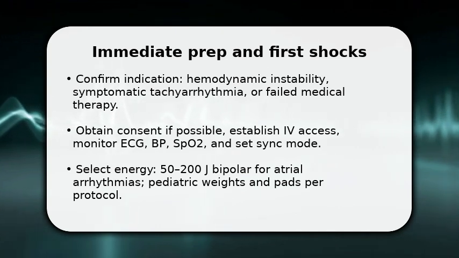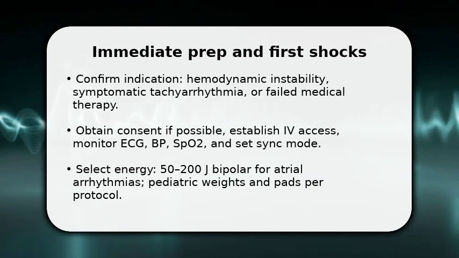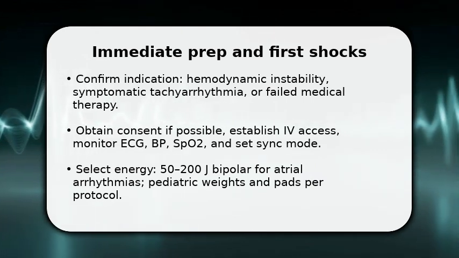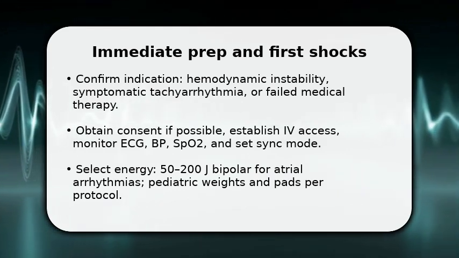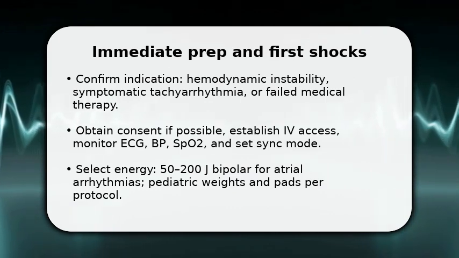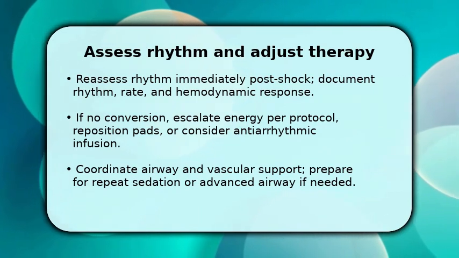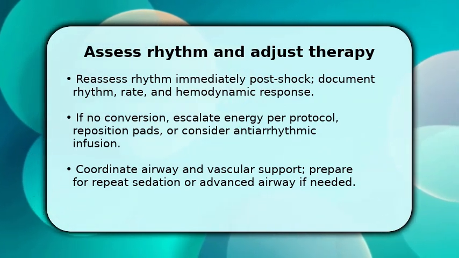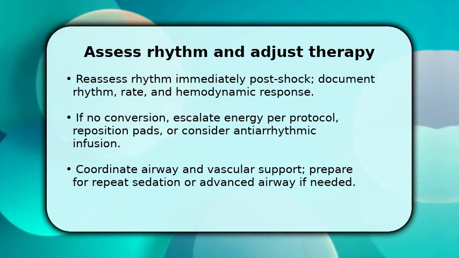Set your initial joules based on rhythm and patient size, clear the patient, announce a clear charge and shock command, and deliver the first synchronized shock while watching the ECG for capture. Once the first shock is given, you assess rhythm and circulation promptly to understand why it did or did not convert. If there is no sustained sinus rhythm, increase energy according to your algorithm and reposition pads to improve vector.